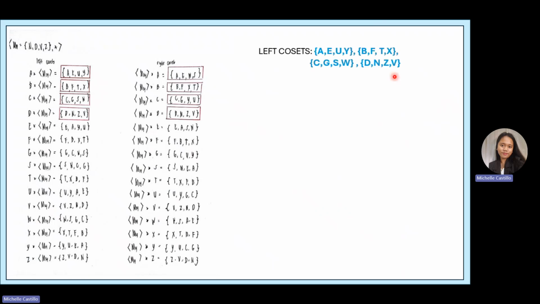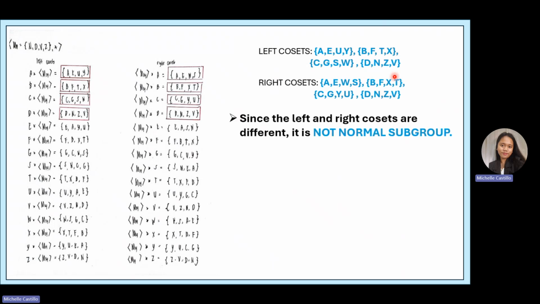When we continue this process, we will get these left and right cosets. So for left cosets, we have A, E, U, and Y, B, F, T, and X, C, G, S, and W, then D, N, Z, and V. So for the right cosets, we have A, E, W, and S, B, F, X, and T, C, G, U, and Y, then D, N, Z, and V. So as you can see, the left and right cosets are different. Therefore, it is not a normal subgroup.